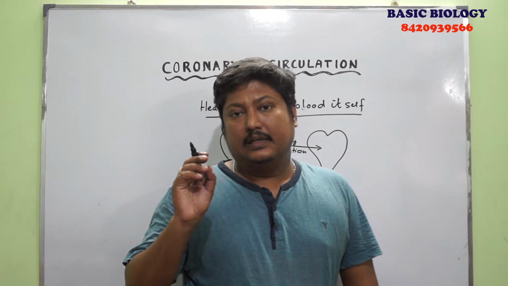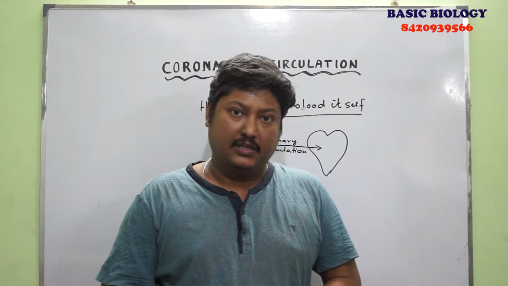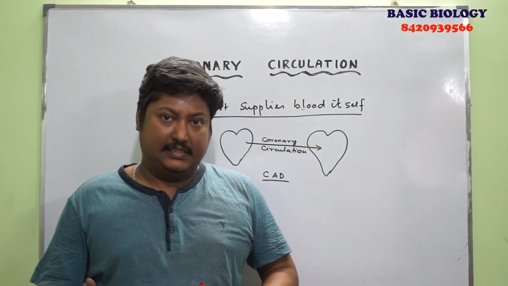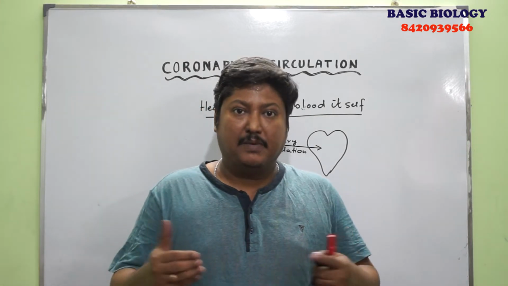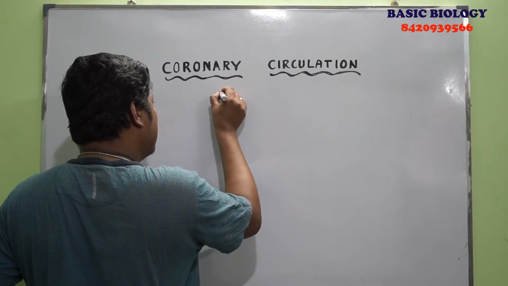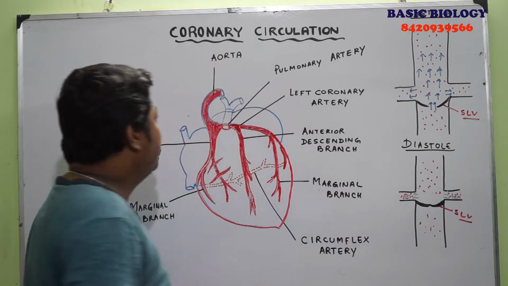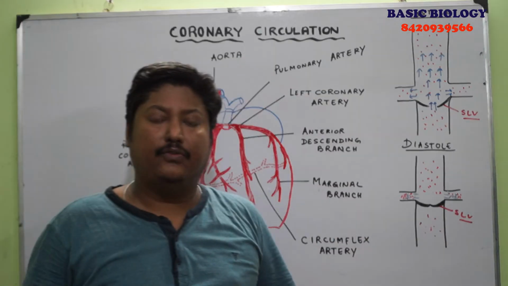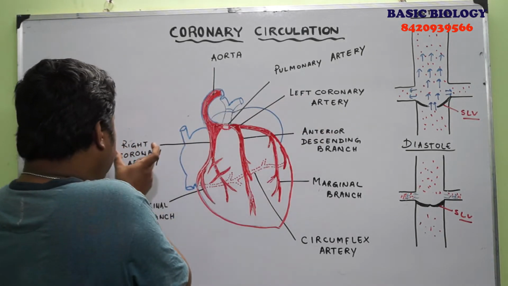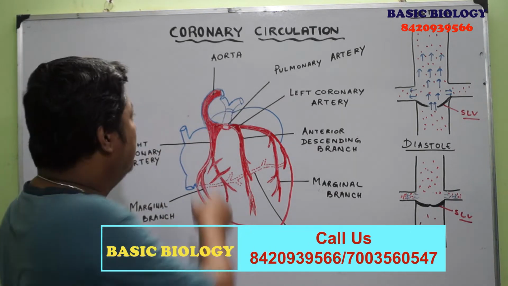So it is very important to understand the basic mechanism of coronary circulation. Now we come to the anatomical peculiarities of the coronary bed that is present within the heart. So let's have a look at the diagram. This coronary bed consists of two primary arteries. One is the left coronary artery, another is the right coronary artery. And these two arteries are the first branches of the aorta.